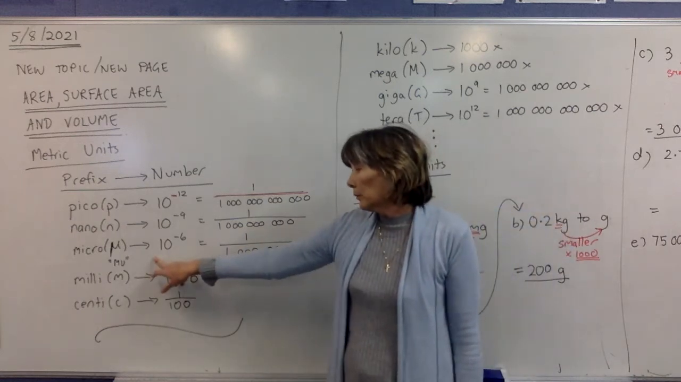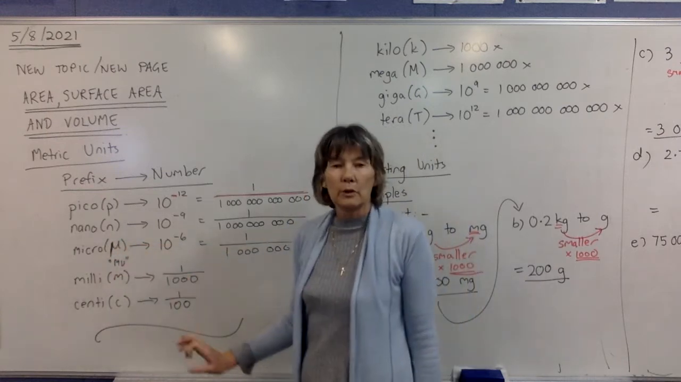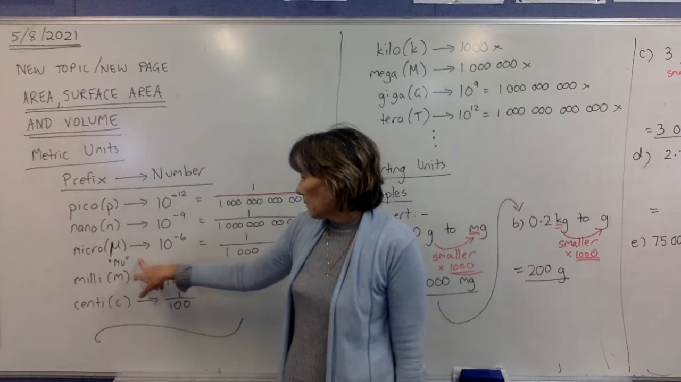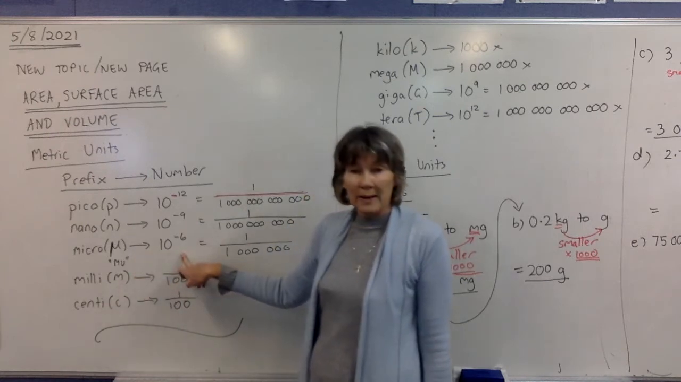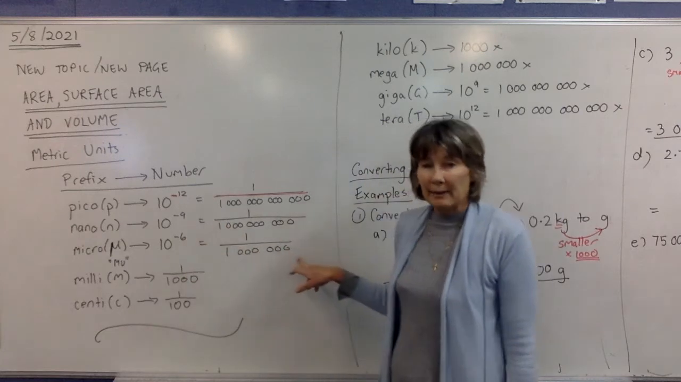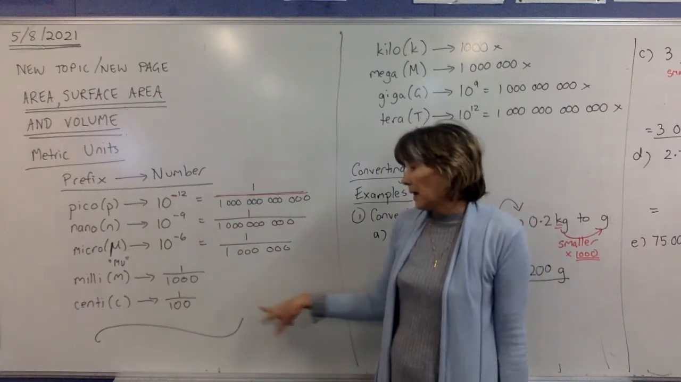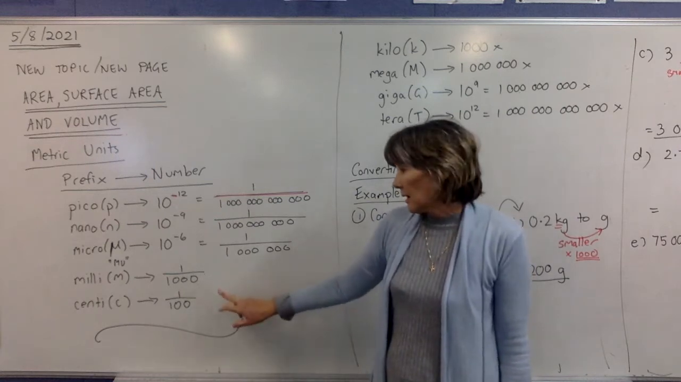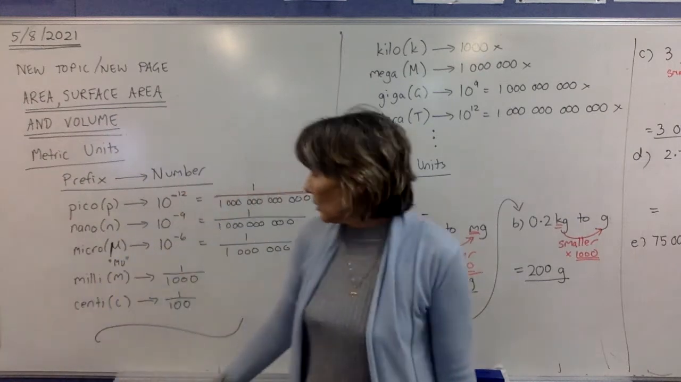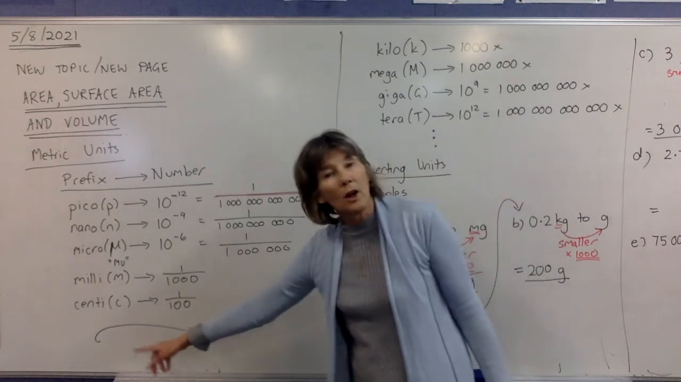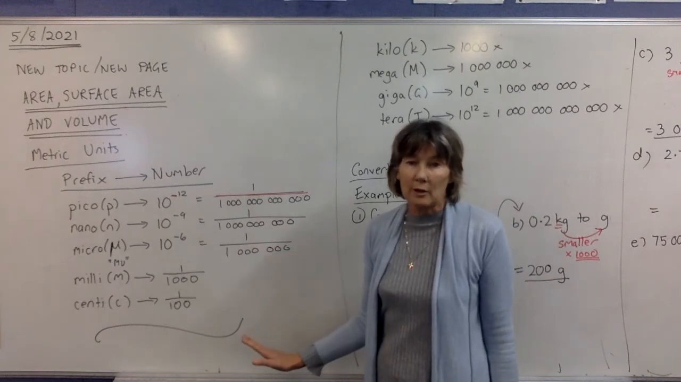All right, micro, which has this symbol here, which you probably don't know, but you will see it in advanced maths. It's mu. That's how you say it. It's 10 to the power of minus 6, which is 1 millionth, a 1 with 6 zeros on the denominator of the fraction. Milli, you know, is a thousandth. Centi, you know, is a hundredth. And that's the end of the smaller ones. I've drawn a line here to show that that's everything smaller than your base unit.